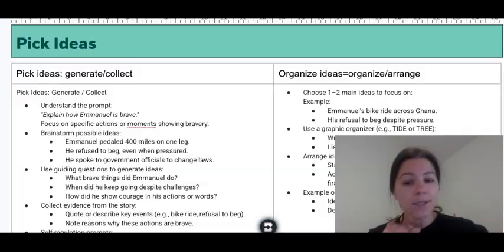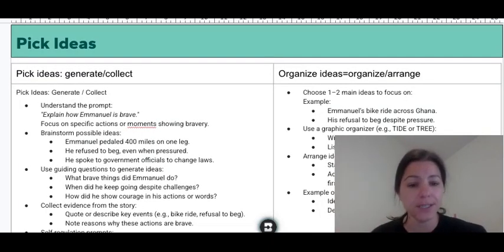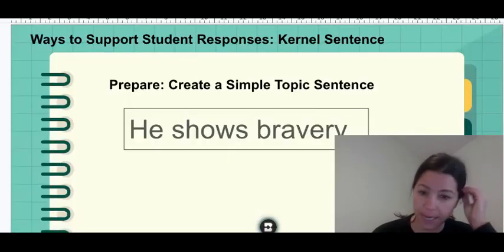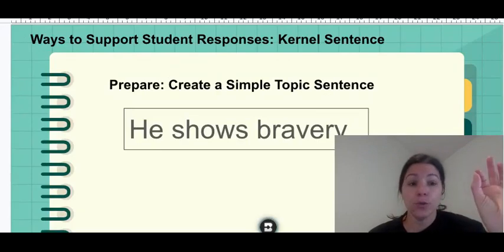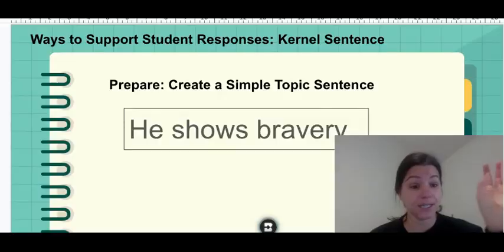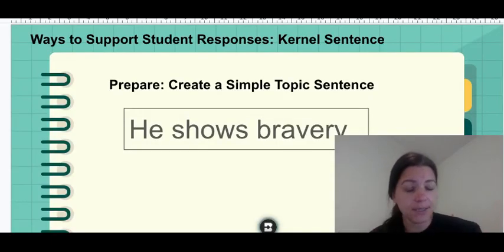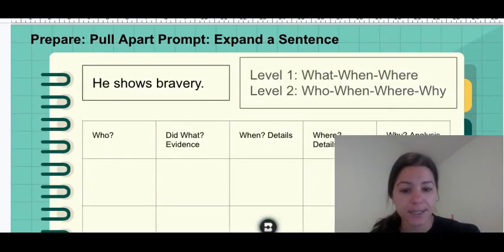And then once you've created a list of ideas, you want them to choose one or two main ideas that they're going to focus on. Those are the ideas they are going to incorporate within the organizer that they are going to use for that text structure. If your students are having a hard time coming up with ideas, you can support them with using a kernel sentence, right? You take a simple sentence like "he shows bravery," and then you support them with expanding that sentence.